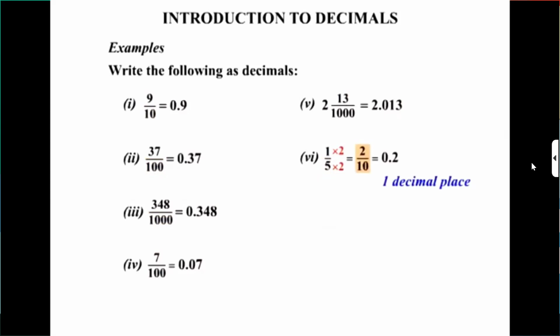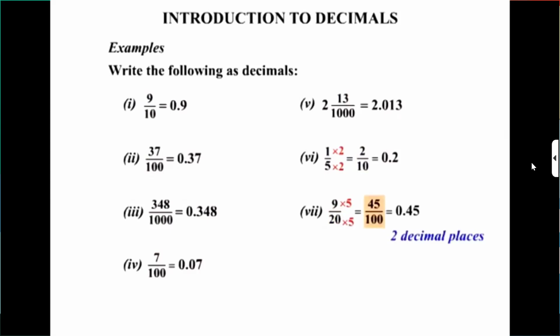Now, taking another example, 9 by 20. Again, we need powers of ten in the denominator. So this 20 will be multiplied by 5 to get 100. In the same way, we multiply 9 by 5 in the numerator, which gives 45 by 100. Now in 100 we have 2 zeros, so it will be 2 decimal places, that is 0.45.